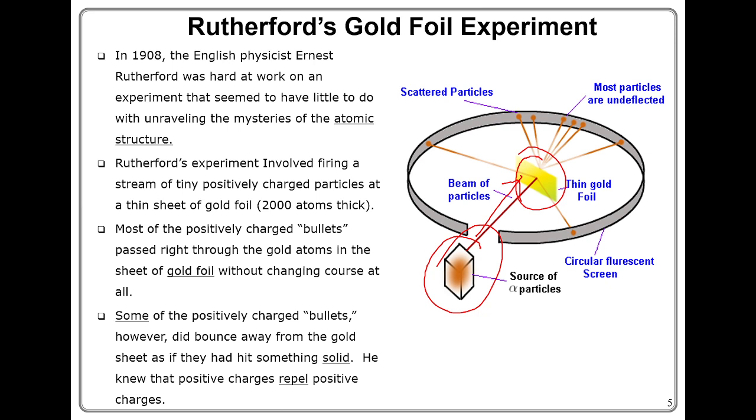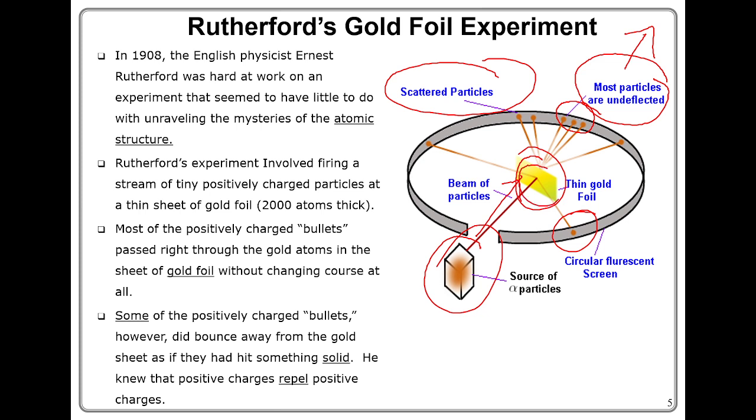Some of the particles go through unaffected, some get scattered around, and some get refracted. So what conclusion do we make from that? The particles that went through unaffected passed through an empty space. And the particles that got reflected could have hit a particle with a similar charge, then bounced back. You remember, this helium source is positively charged. So it hit a positive particle in there and got refracted.